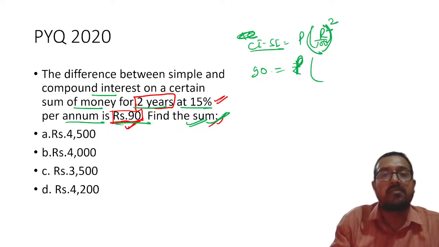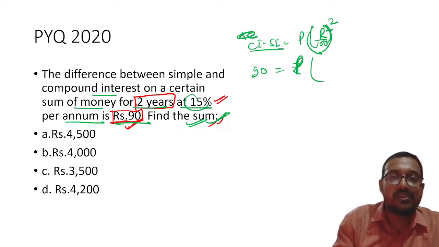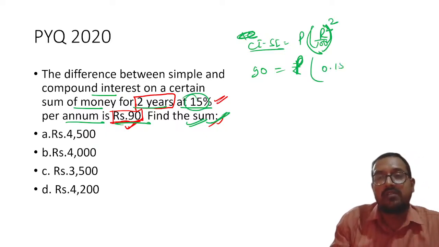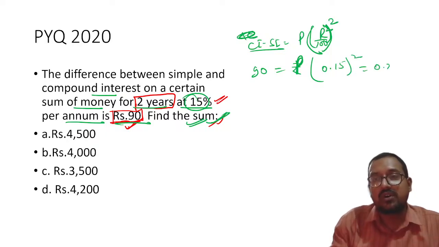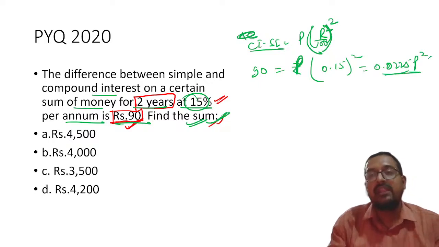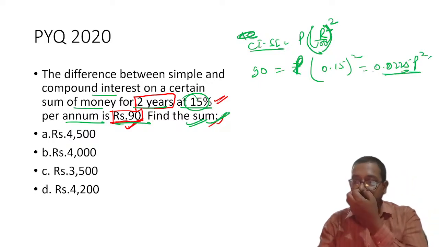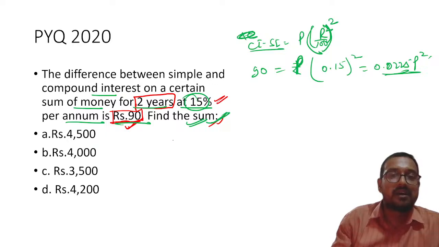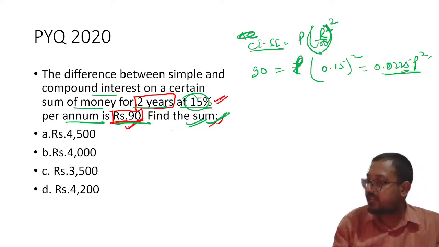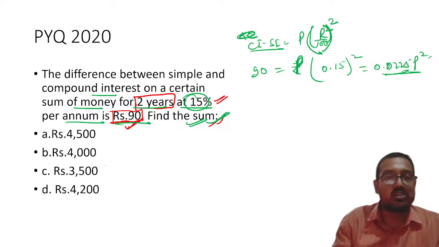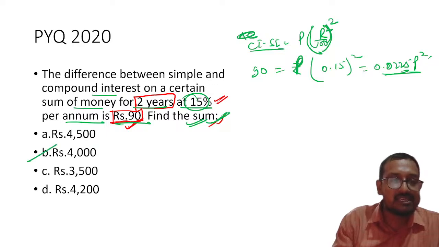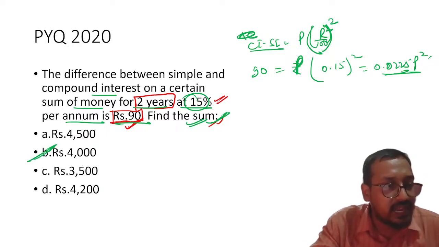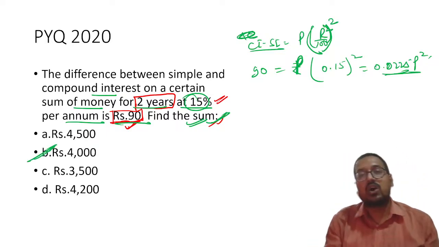In the bracket it will be R, and R means 15%, so 0.15 whole square, which becomes 0.0225 P. If you solve it accordingly, how much will you get? I think it is 4000. Please cross check the answer. I think it is B. Well, how to solve it?